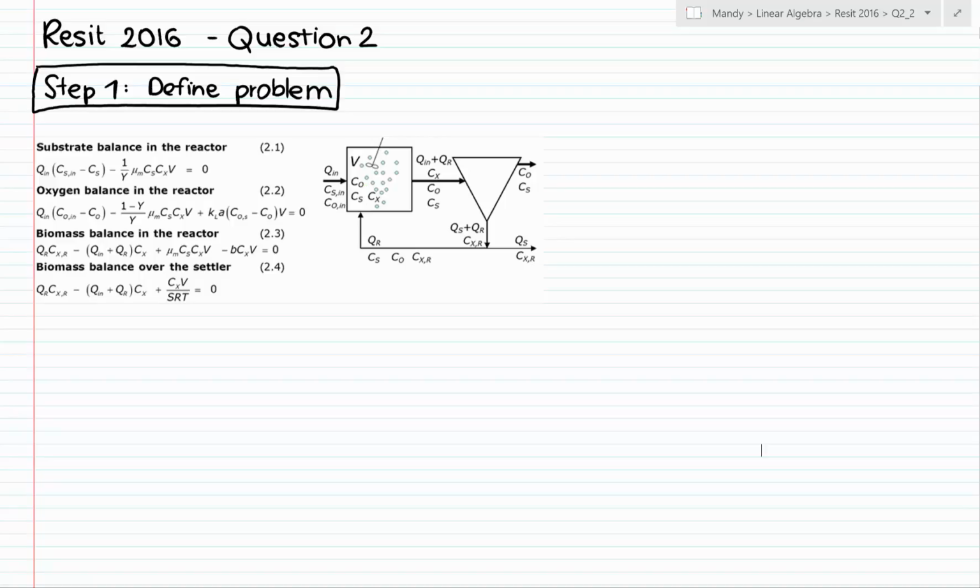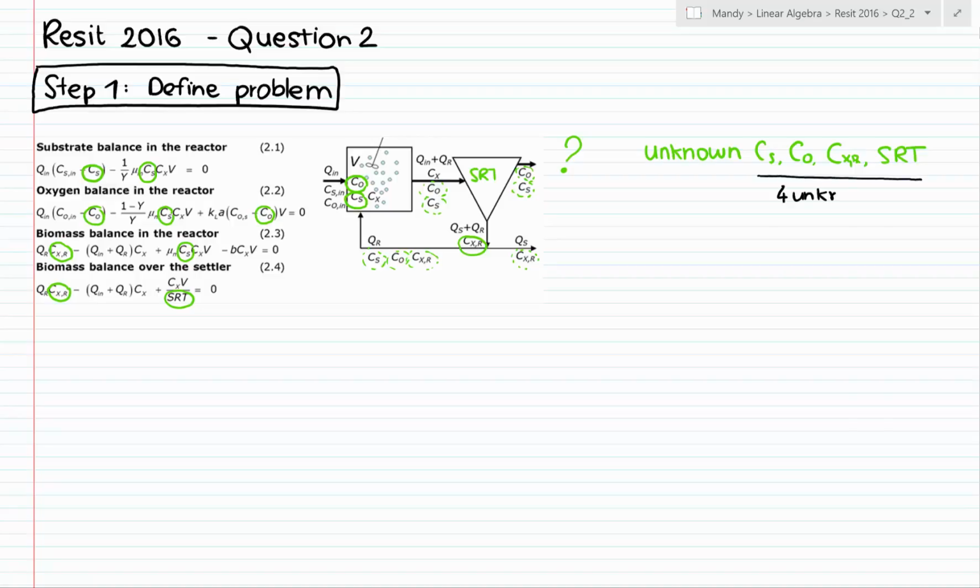In this system we have 4 unknowns: the substrate concentration in the reactor, Cs, the oxygen concentration in the reactor, Co, the biomass concentration in the recycle stream, Cxr, and the sludge retention time, SRT. All the other parameters are known. Thus we have 4 unknowns and 4 equations. Our task is to find these 4 unknowns.